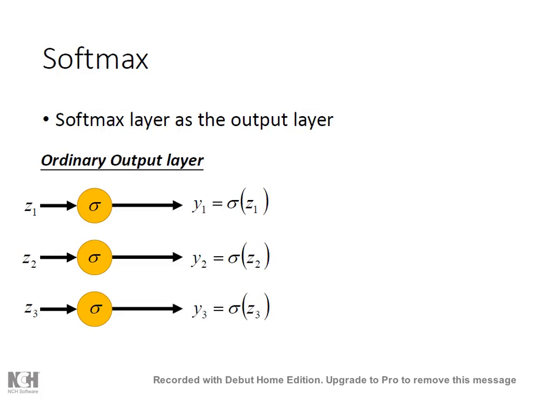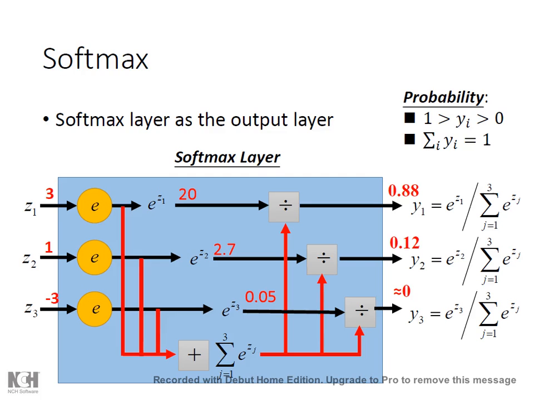Here is a terminology called softmax. You can treat such a layer as the output layer, and this layer will do the normalization. Here you see the activation function, your C1, produces Y1, Y2, and Y3. But their sum is usually not 1. So how to do it?